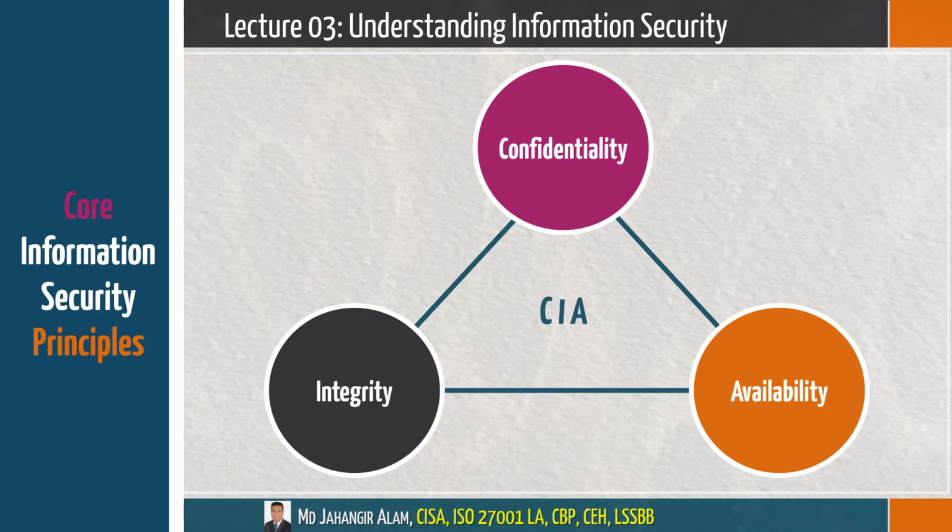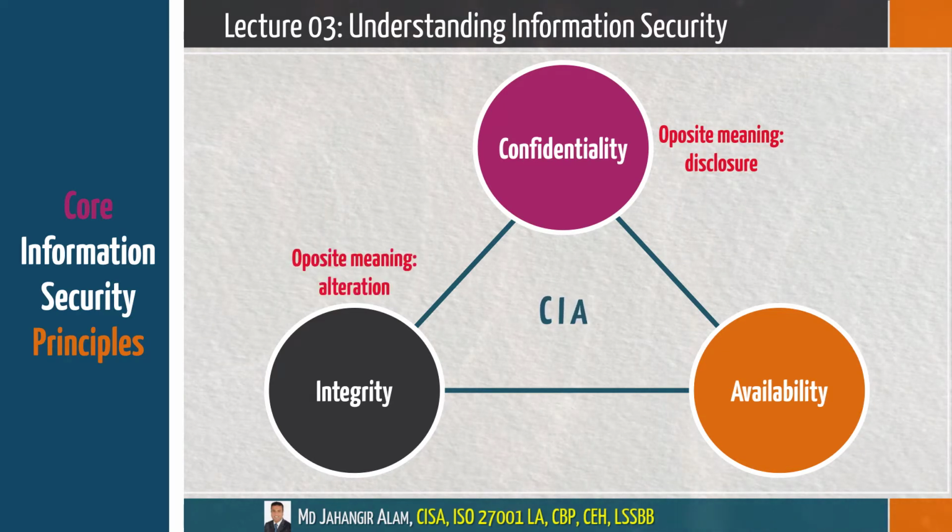But remember that the opposite meaning of confidentiality is disclosure, meaning making secret information known. The opposite of integrity is alteration. That means the process of being altered. And the opposite of availability is destruction, which is defined as the process of causing so much damage to something that it no longer exists or cannot be repaired.